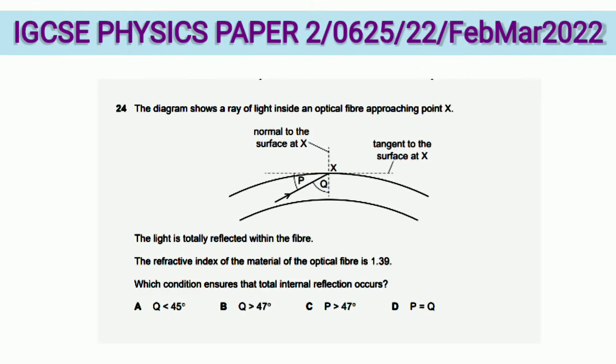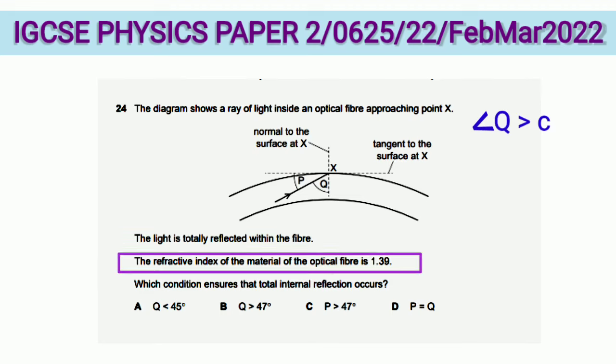Our next question, question 24. The diagram shows a ray of light inside an optical fiber approaching point X. The light is totally reflected within the fiber. The refractive index of the material of the fiber is 1.39. Which condition ensures that total internal reflection occurs? For total internal reflection to occur, angle of incidence at point X, that is angle Q, should be greater than critical angle. Let us first find critical angle. We are given refractive index of optical fiber.